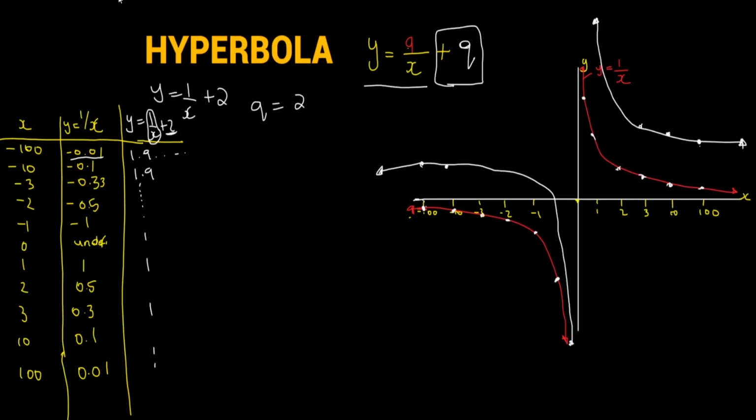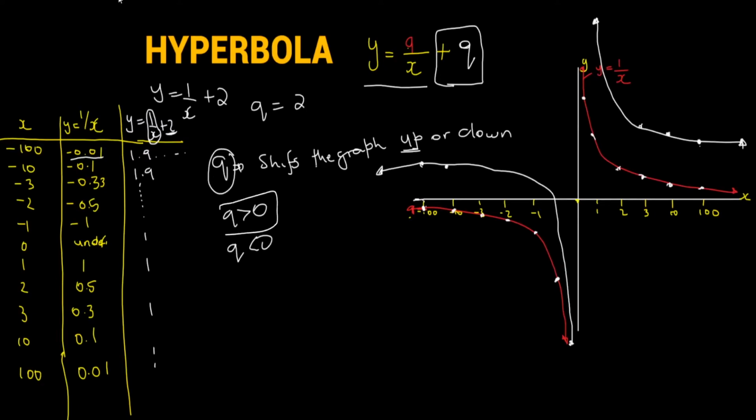So we can already tell that the q value shifts the graph up or down. We're going to get to down, but from the example, we already saw that it can shift the graph up. So depending on the sign of q, q can be greater than 0 and q can be less than 0. We already saw when q is greater than 0 that the graph shifts upwards.